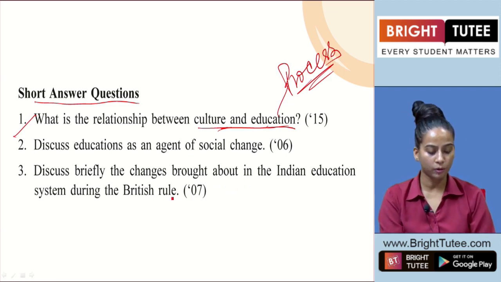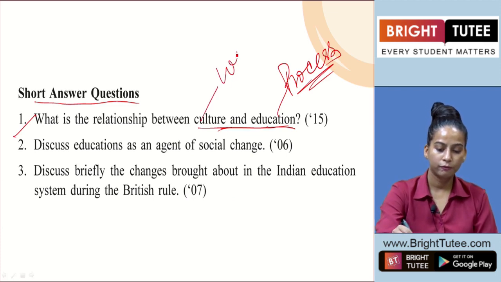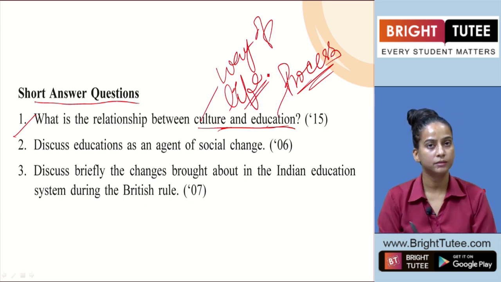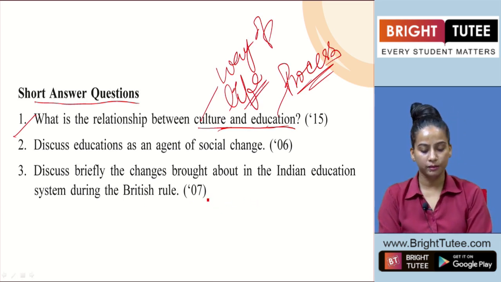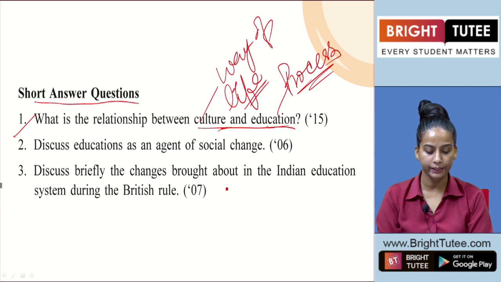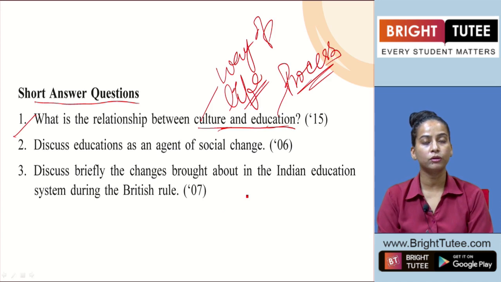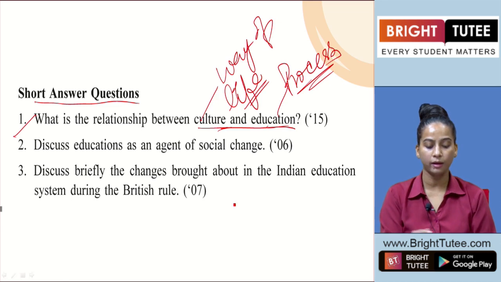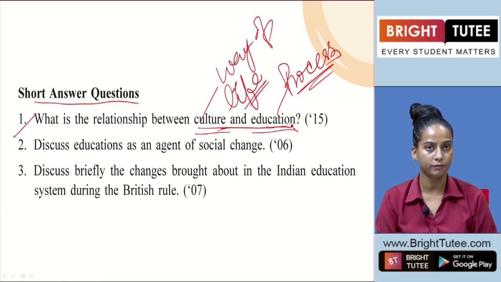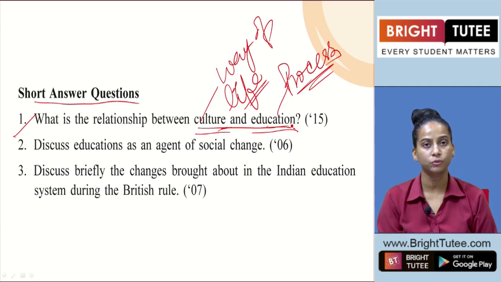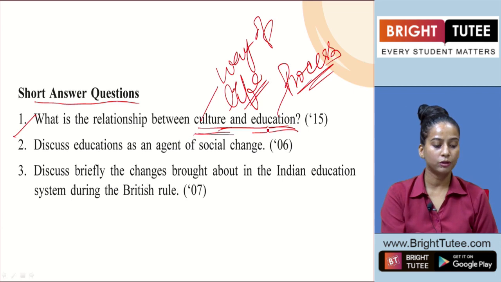And culture, if we talk about it, we can say it is the way of life that we find in society. This culture can include knowledge, beliefs, ideas, attitudes and so many other things, and these are also transmitted to the younger generation through the process of education. So both education and culture are interconnected and related to each other, and one is helping the other to grow. So in this way you need to explain this answer.